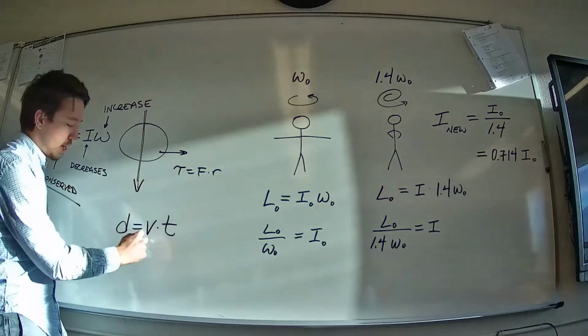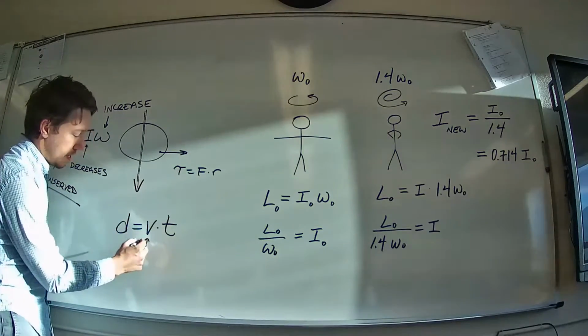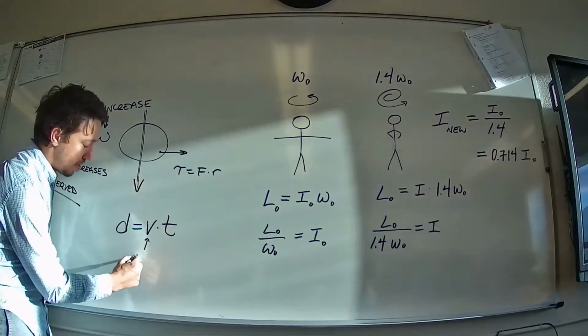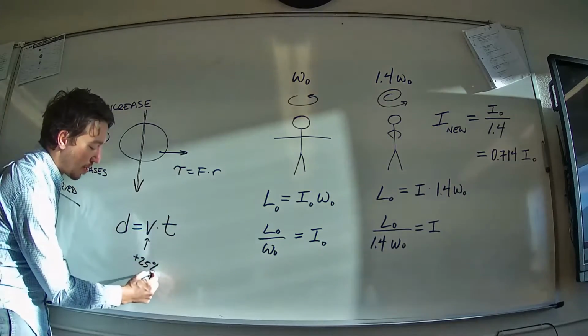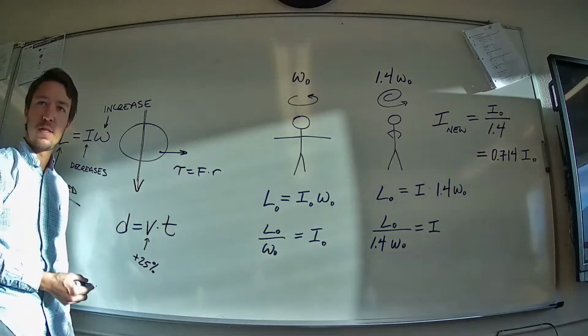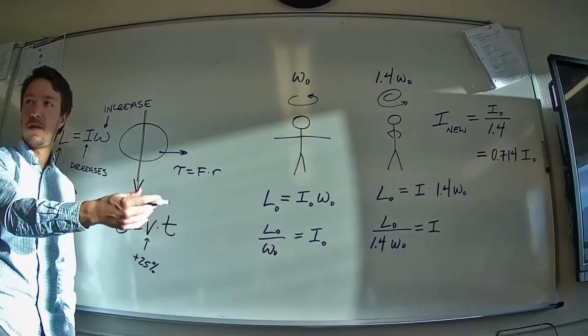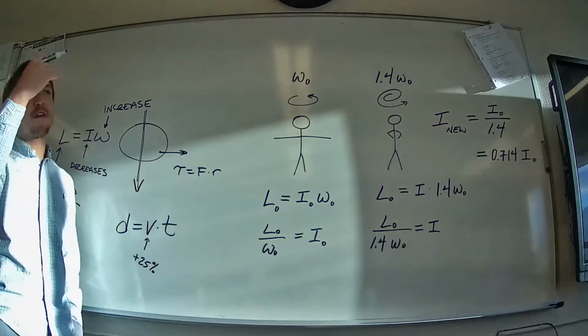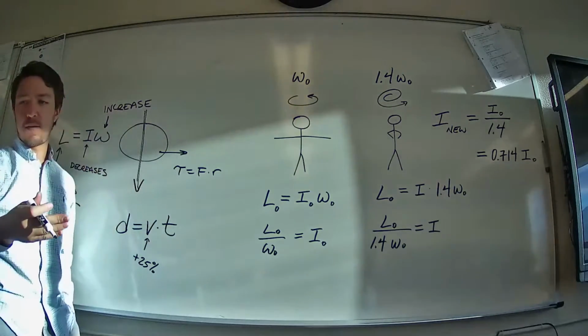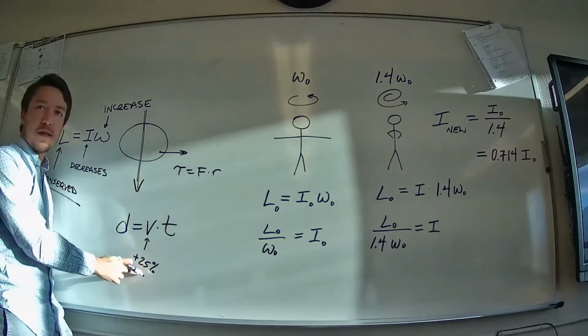And you say, well, let's say I increase the velocity by 25%. How does that affect my time to travel the same distance? So I usually go from here to there. It takes this much time. Let's say I go 25% faster.